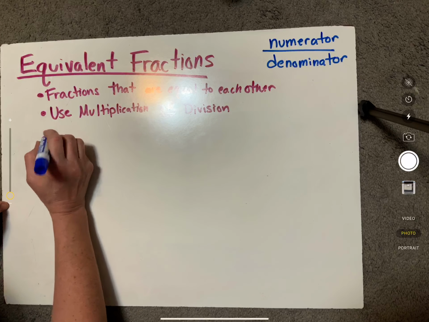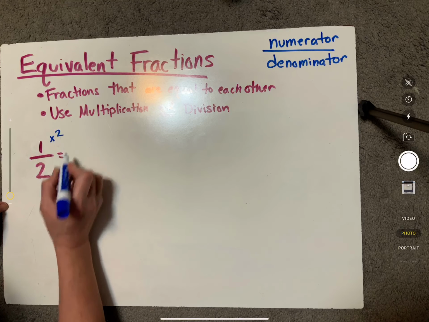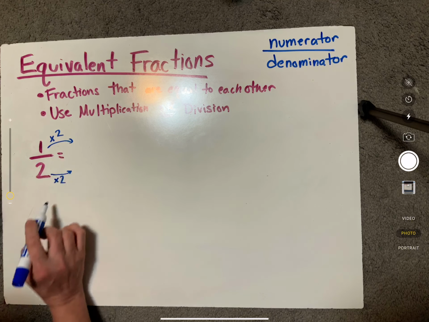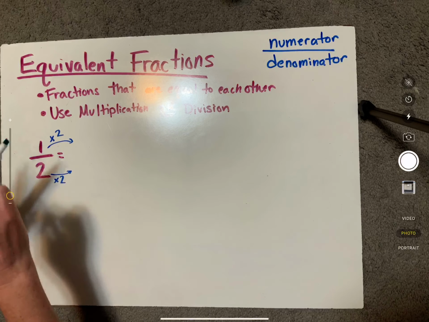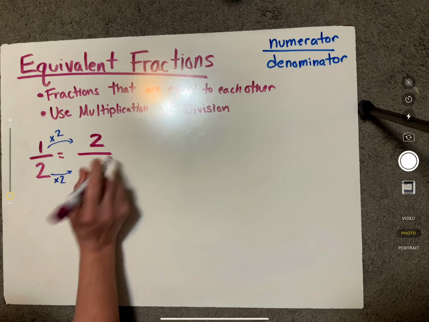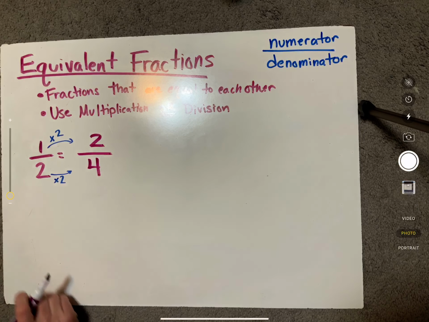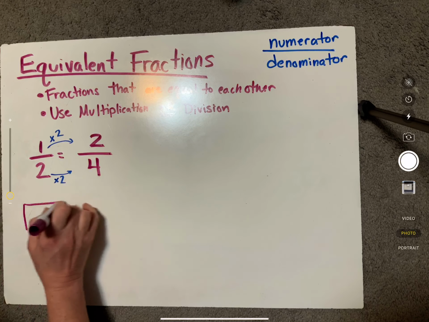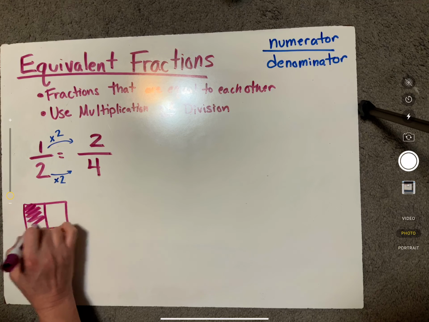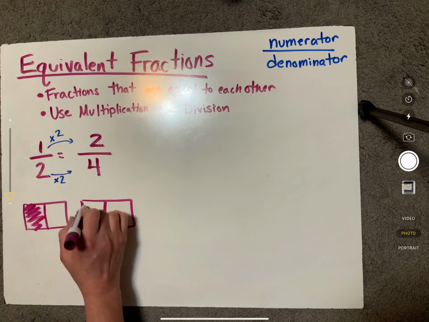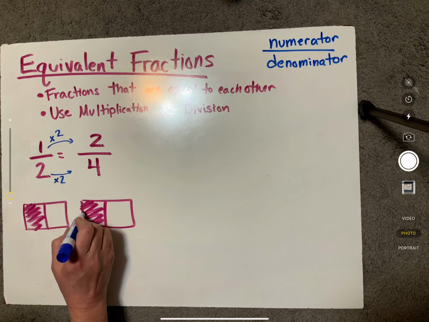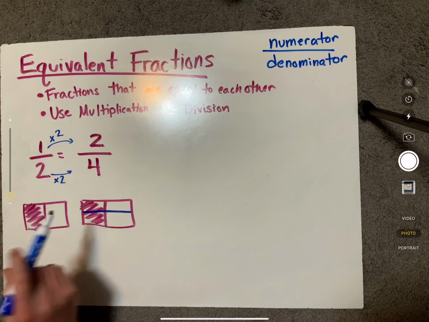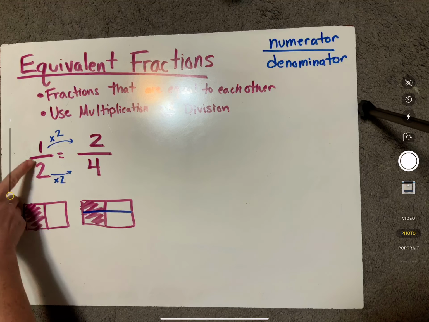For this one, let's start by multiplying by 2. I'm going to write my multipliers up here at the top so that you can see what I'm doing. I'm going to take 1 times 2, which equals 2, and then 2 times 2 equals 4. So 2/4 is equal to 1/2. Just like when we drew it before, we had 1/2 like this, and if we cut it horizontally, we would have 2 pieces shaded of the 4. So that's how these two relate.